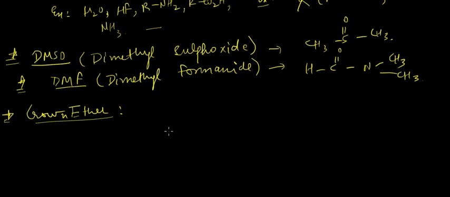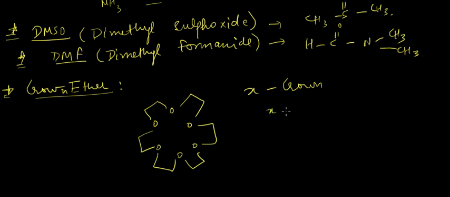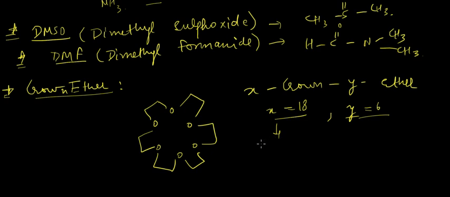Crown ether is something like this. Here X is the number of crown, where X is equal to 18, and Y is the number of ether, or this is the representation of this compound, X crown Y ether. Here in this specific example, X is 18 and Y is 6. So by X we mean number of carbon, and so if you count the total number of carbons, 1 2 3 4 5 6 7 8 9 10 11 12, and 6 are the oxygen.